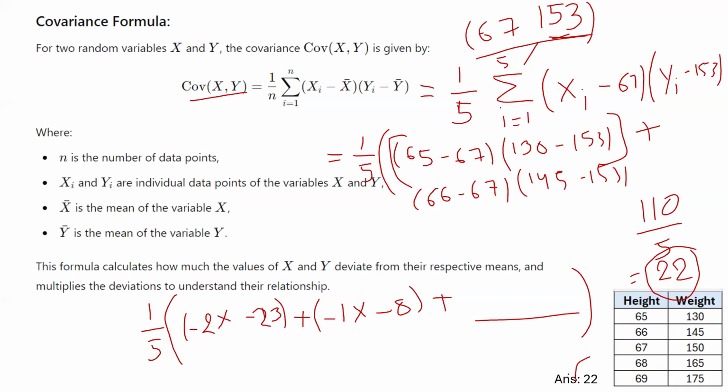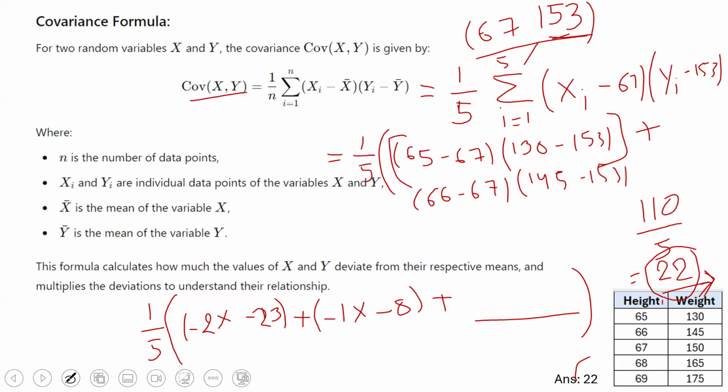It's a positive covariance because you got a positive value, which is 22. So it says when height is increasing, weight will also increase, and when weight is increasing, height will also increase. That is what covariance actually means.